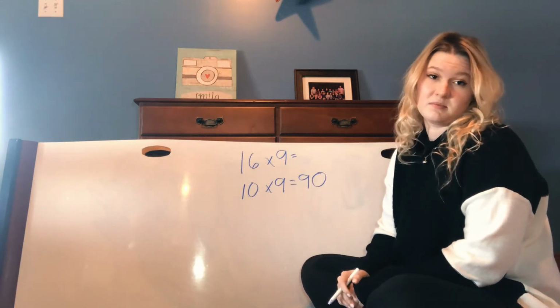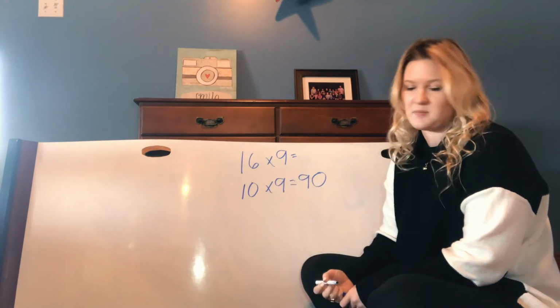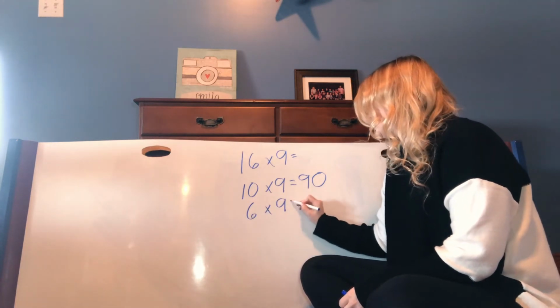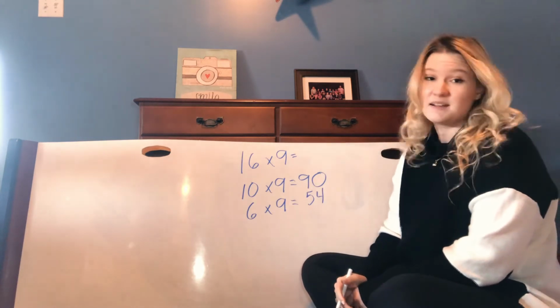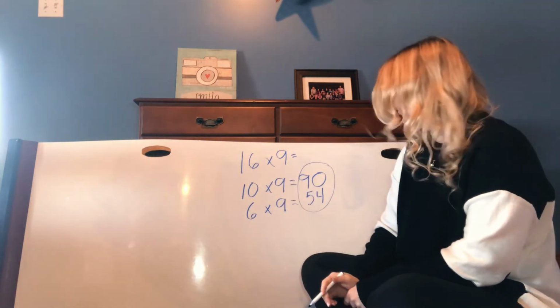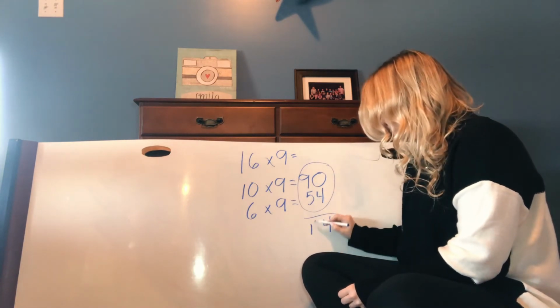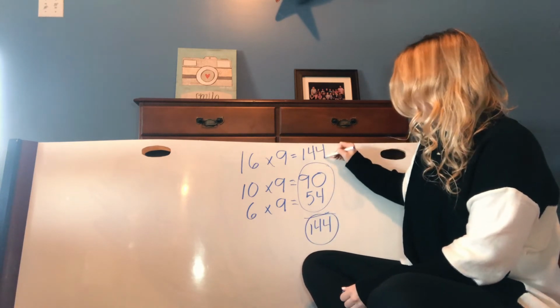But I'm going to have some that I still have to calculate because I don't have 10 times 9, I have 16 times 9. So now I have to figure out what 6 times 9 is, which I know is 54. Then I just have to add my two answers together to give me 16 times 9. So we know we have 4 here, and 9 plus 5 is 14. So my answer again is 144.